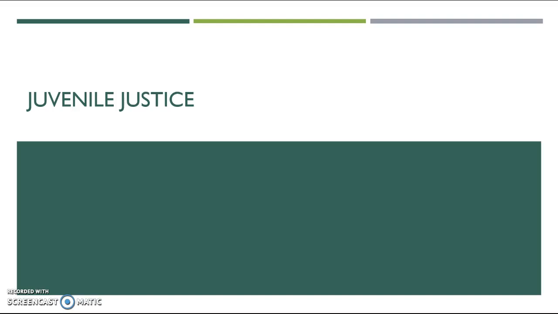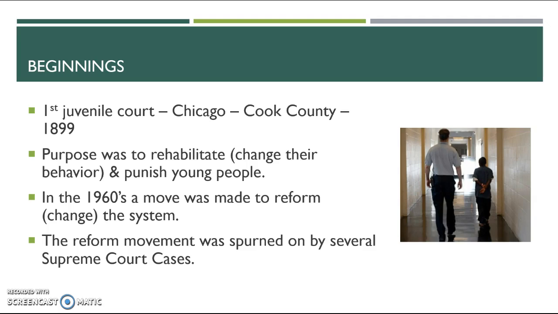In this episode, we're going to talk about the juvenile justice system. The juvenile justice system was created in 1899, and the very first court system was in Chicago, what today is Cook County. Now, the juvenile justice system has two purposes. The first being to rehabilitate or change the behavior of young people. The second is to punish them for misdeeds.